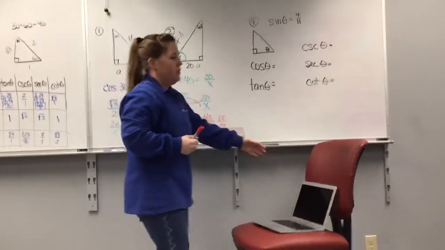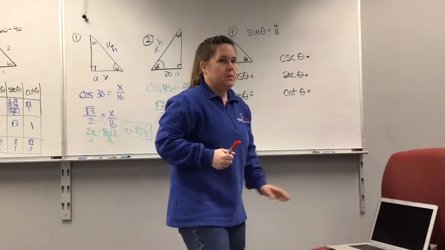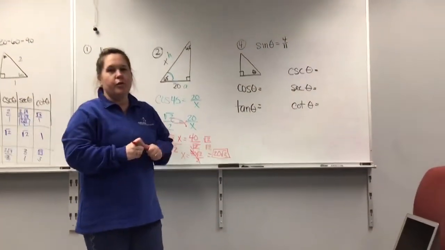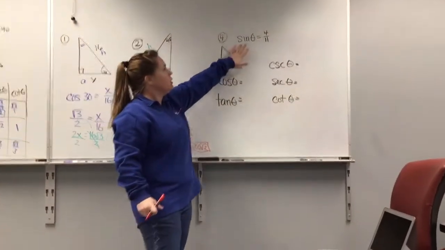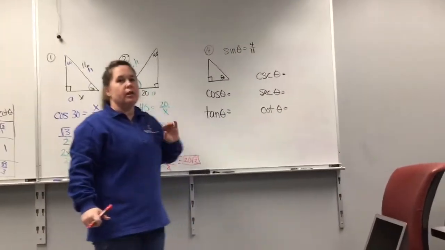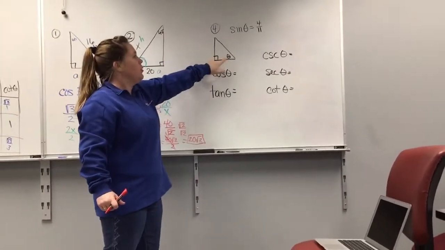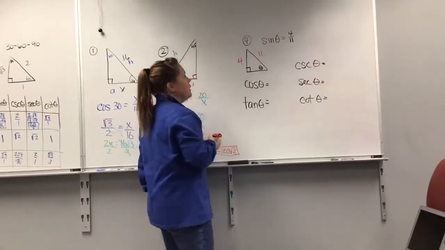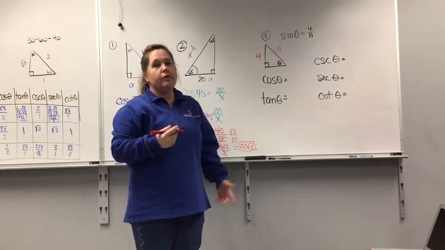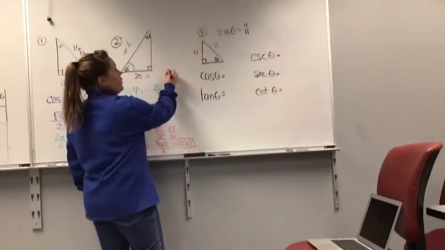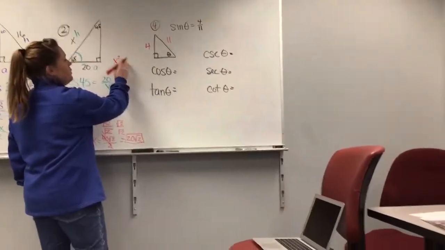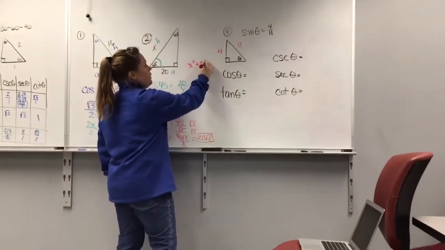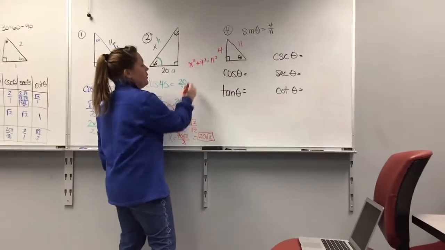We have one more problem to do. Just a little review here. So on this one I'm given sine of theta is equal to 4 over 11. Okay, this is my angle theta. Here's my right triangle. So 4 over 11. Okay, we got to figure out the third side. So we're going to use the Pythagorean theorem. x squared plus 4 squared equals 11 squared.